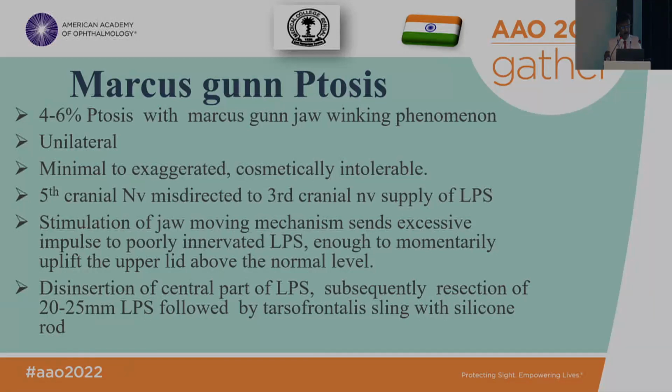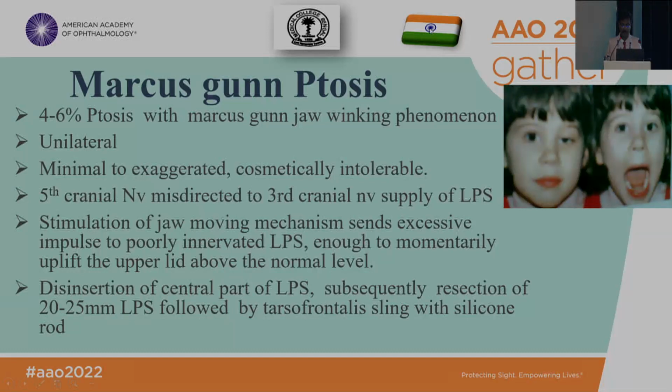The treatment is disinsertion of the central part of the LPS, not only the diseased part; now that theory has changed. Disinsertion, a resection of 22 to 25 mm of LPS to disable the ptosis, because Marcus Gunn can have a flick. To obscure that flick, you have to resect the LPS, followed by a frontalis sling with a silicone rod. This is a Marcus Gunn ptosis.